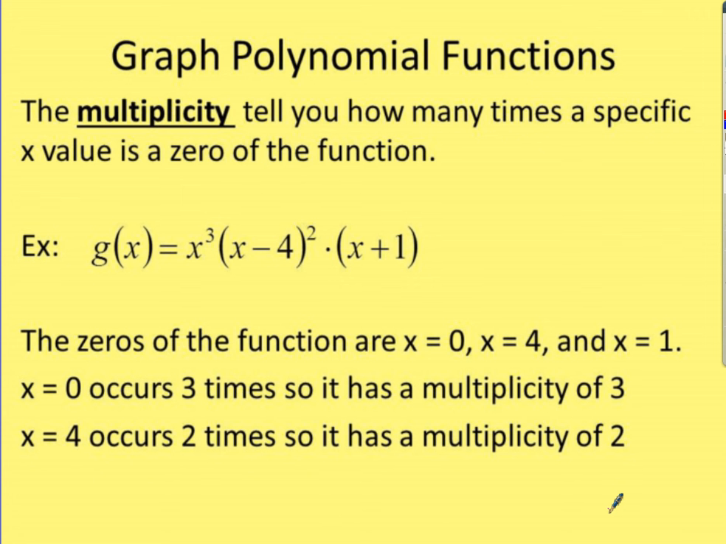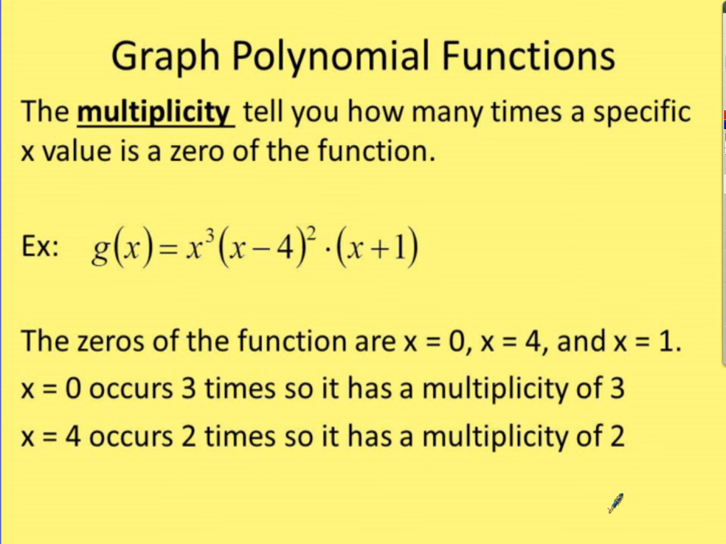The multiplicity of a polynomial function tells us how many times a specific x value is a zero of the function. So if we take a look at the example, remember to determine the zeros, you're going to set each part equal to 0. So if I set x cubed equal to 0, x will just equal 0. But there are actually 3 x's there. So 0 will occur 3 times. So it has a multiplicity of 3.